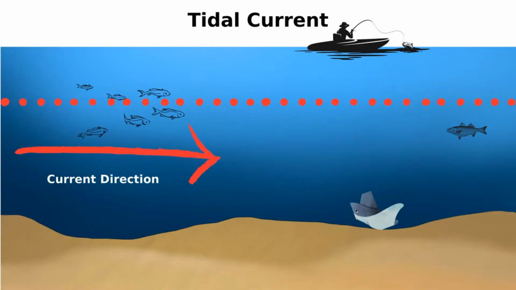So it doesn't just get deeper all at once, all over the place. It has to flow in, and that's where your current comes in. It's going to go from where the water is coming into the backwaters. If we're talking about the East Coast, on the incoming tide, it's actually coming from the south to the north.